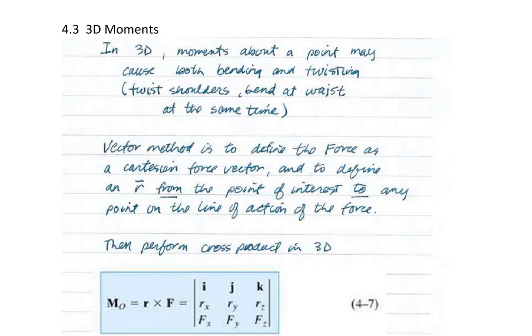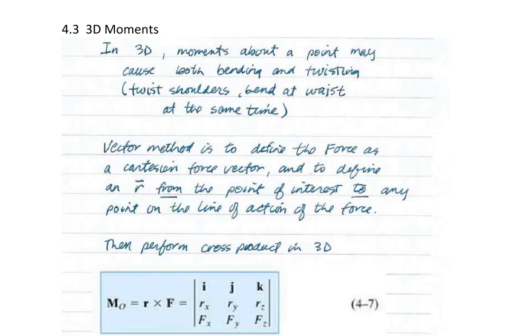If you were going to bend at the waist, you would have a bending situation, or a bending moment might cause that. If you had your shoulders twisted and bent at the waist at the same time, that would feel pretty odd, but your body would experience both a twisting and bending moment at the same time. Well, that happens with three-dimensional structures all the time. We're going to talk about how and when that might happen.